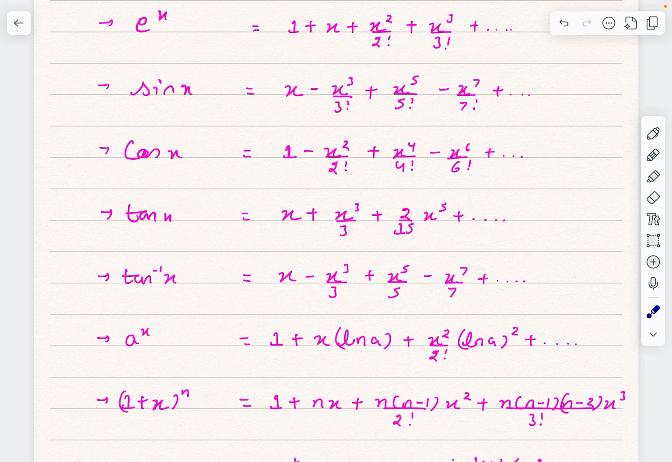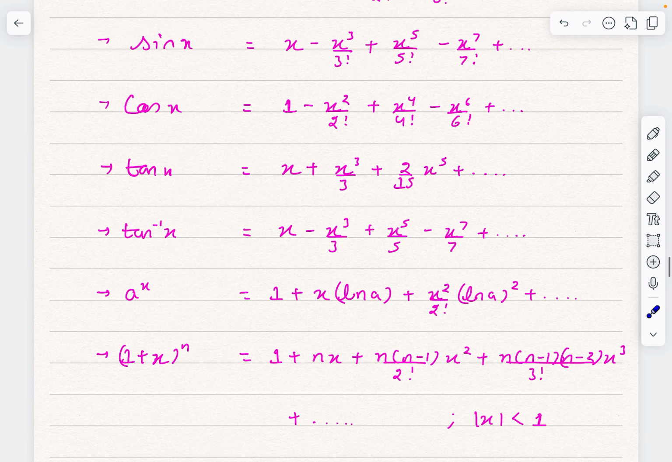a power x. It's 1 plus x ln a plus x square by 2 factorial ln a square and so on. Now this (1 plus x) power n is again very, very, very important. It is 1 plus nx plus n into (n minus 1) by 2 factorial x square plus n into (n minus 1) into (n minus 2) by 3 factorial x cube and so on.